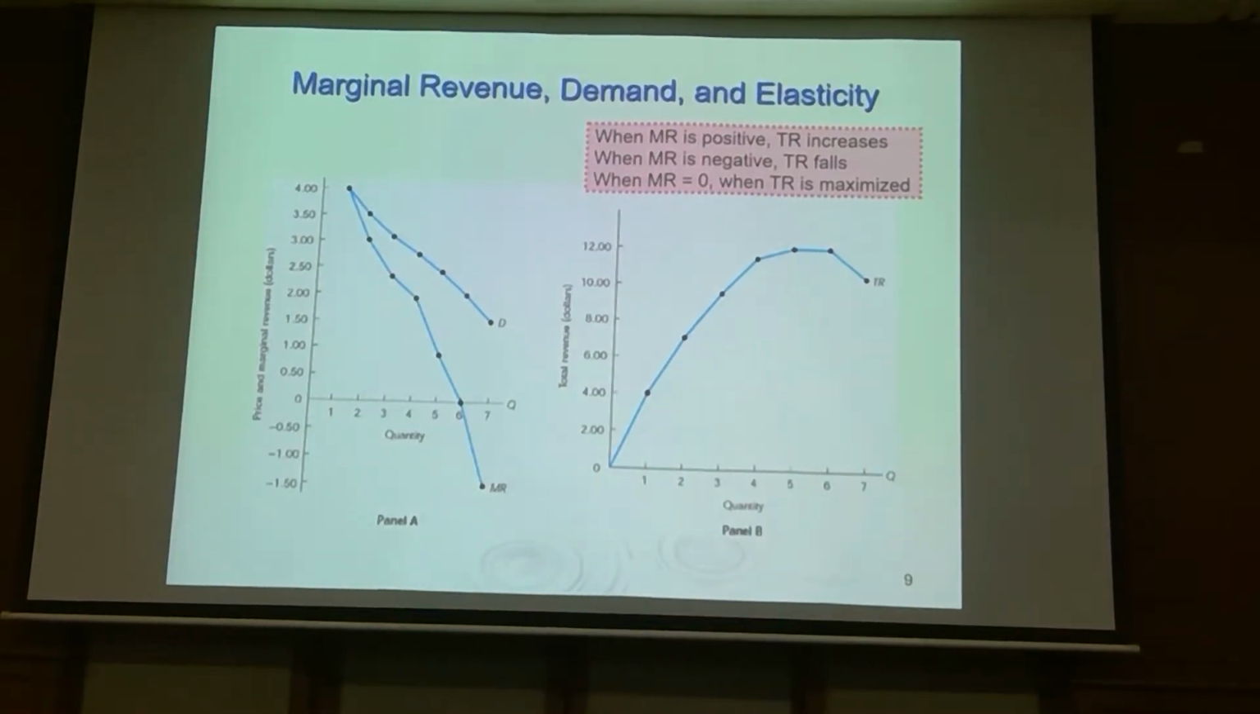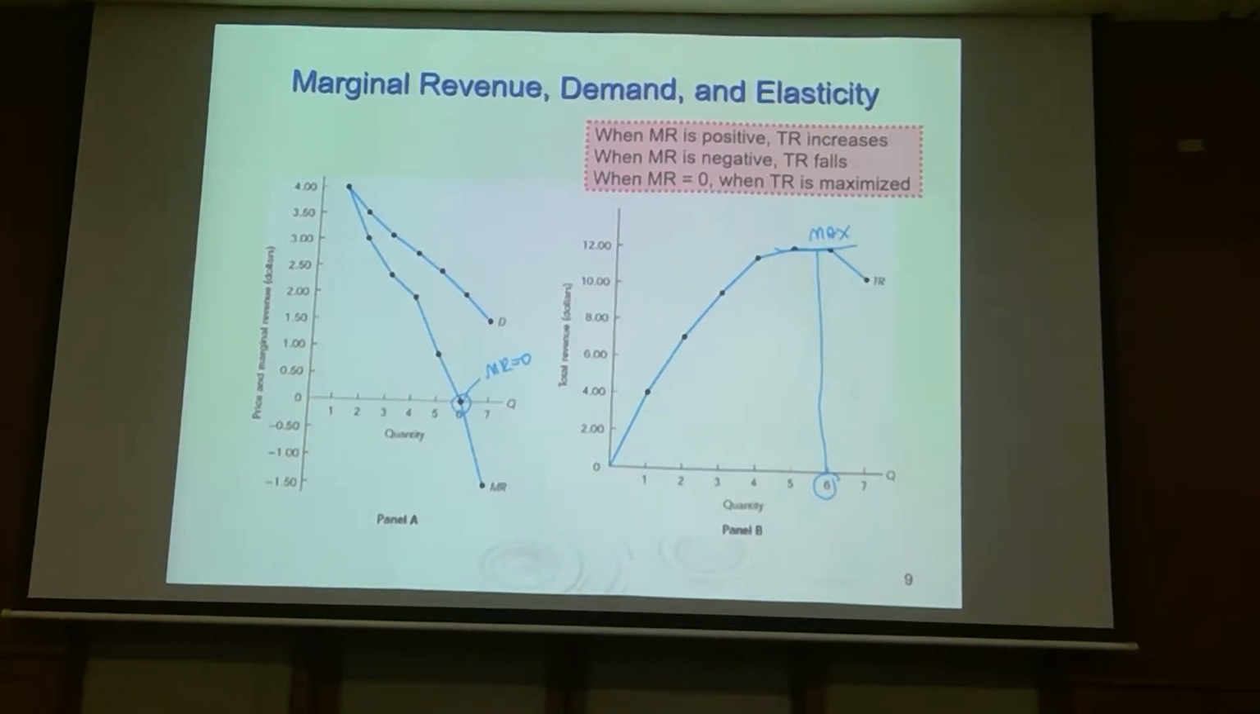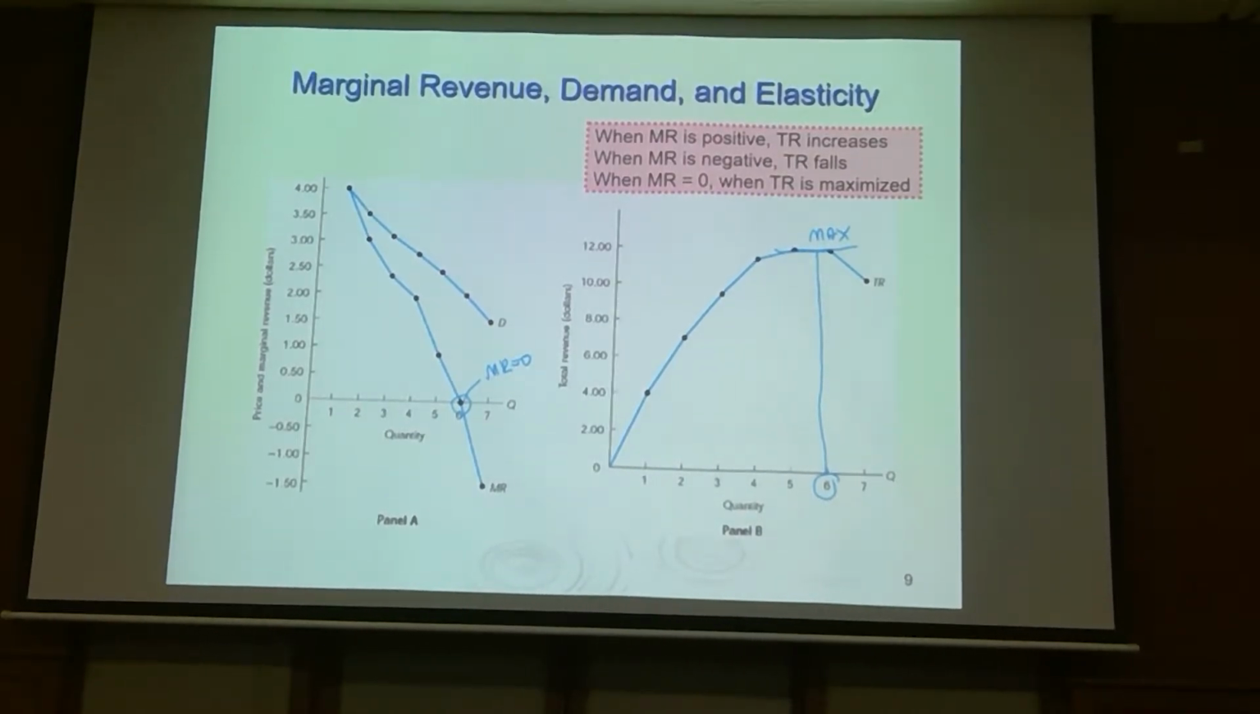This is the same. Here marginal revenue is equal to 0, so same thing, revenue is maximized. This one we just concentrate on demand, marginal revenue, and total revenue.